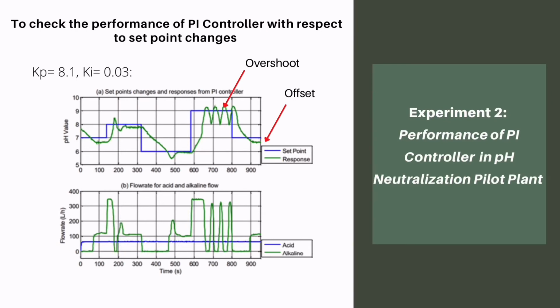The second experiment is conducted to check the performance of the PI controller with respect to setpoint changes. From the simulation graph, the pH value response displayed overshoot subjected to sudden setpoint change, and offset is present at steady state. This indicates that the integration can be further increased, whereas from the graph below, the alkali flow rate fluctuates. In short, the overall performance of the PI controller is less encouraging.